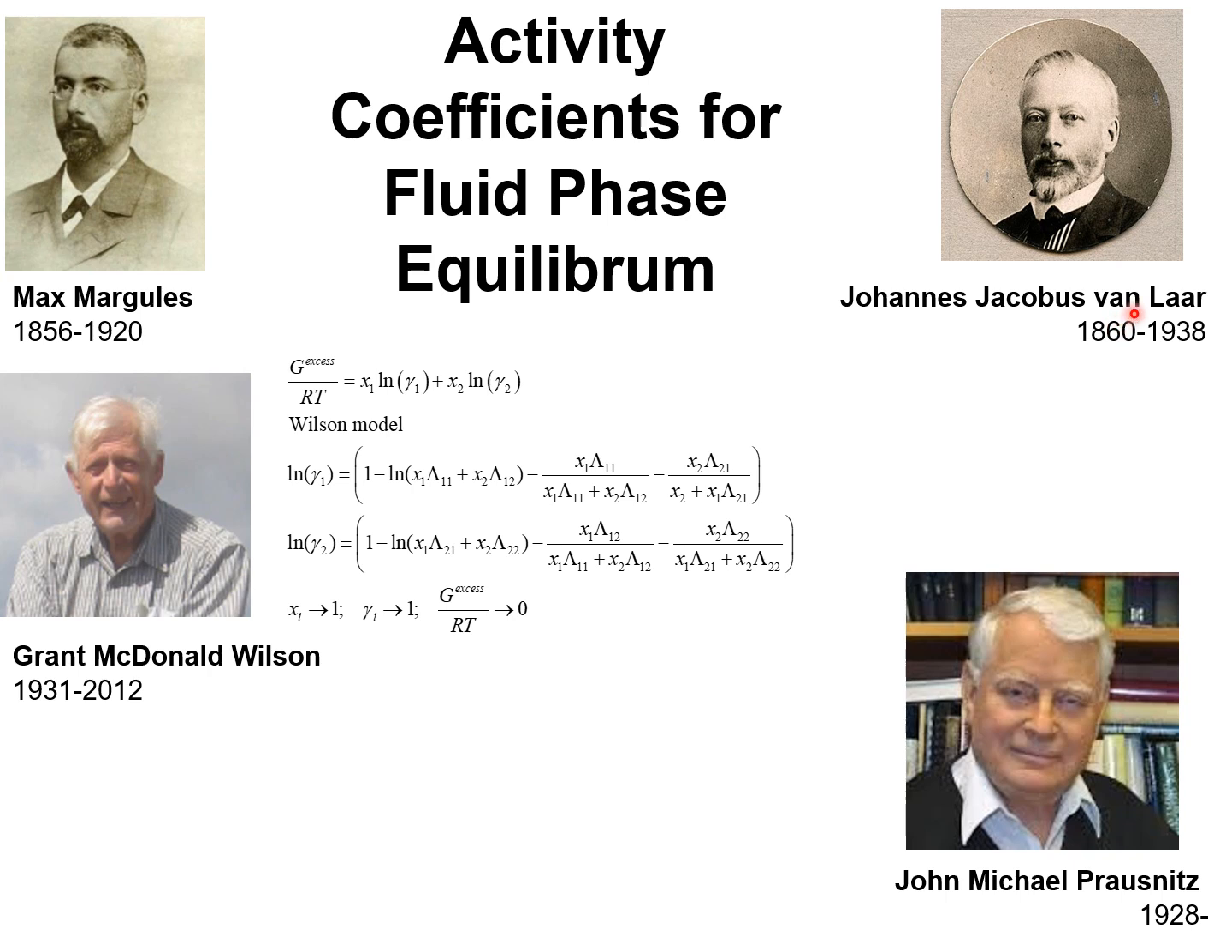The van Laar equation. Johannes Jacobus van Laar was born in 1860 in The Hague. He was a professor at the University of Amsterdam and a contemporary of Jacobus van 't Hoff and Johannes Diederik van der Waals, both Nobel Prize winners.